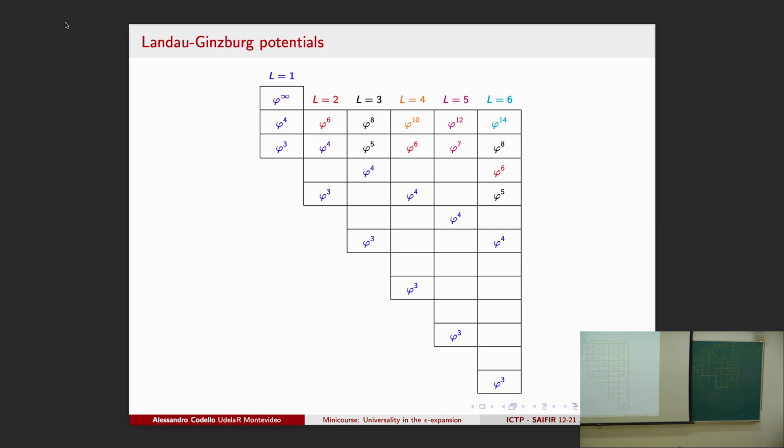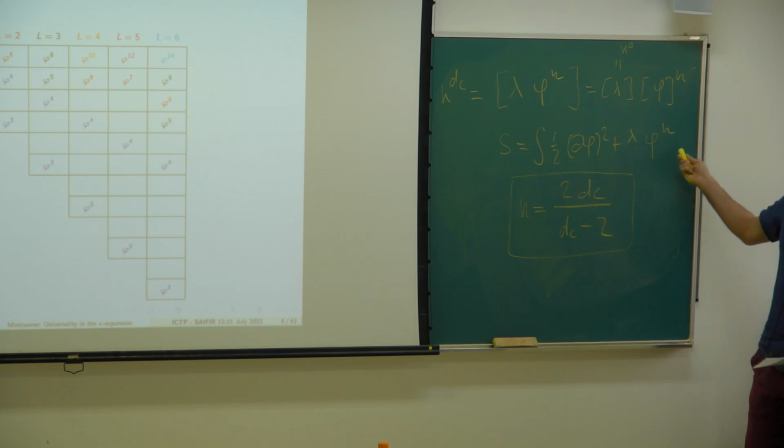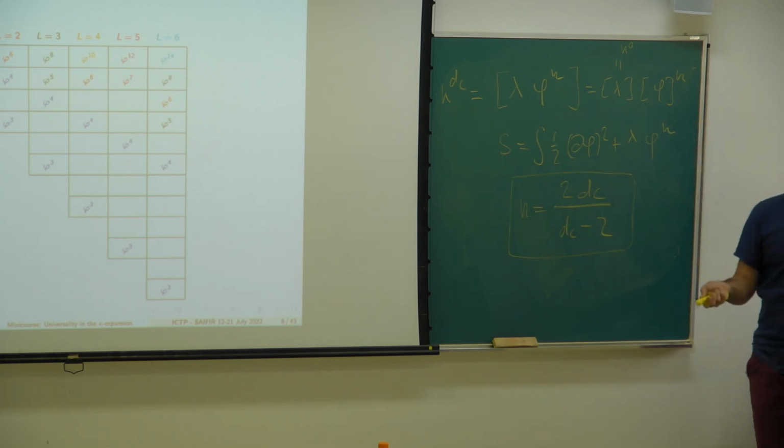So the question is, which one is the marginal coupling or the marginal interaction? I have to look at a term like this, and I want it to be equal to k to the dc, because I want my action to be one half of the gradient squared plus lambda phi to the n. So I want the coupling to be dimensionless, k to the 0. And so from this I find that n is equal to 2 dc over dc minus 2. So clearly, this is the operator which is marginal, the one that in the epsilon expansion will be the non-zero coupling at the fixed point.